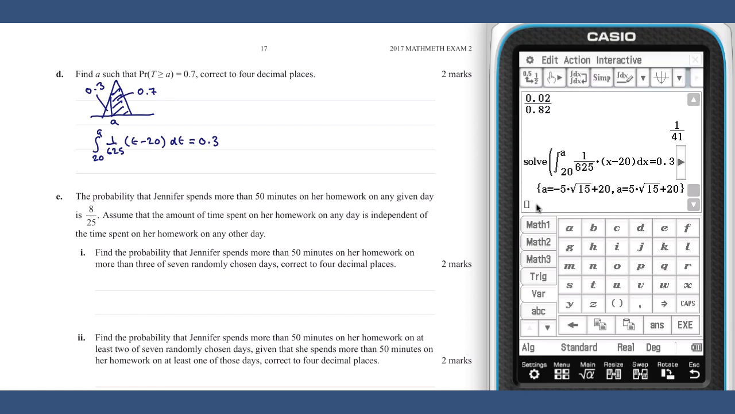Converting our answer to decimal form gives us an answer in the domain of the function of a equals 39.3649 to 4 decimal places. Another approach to this question would be to set up the integral equation using the piecewise function.